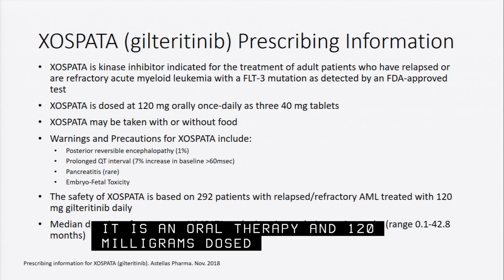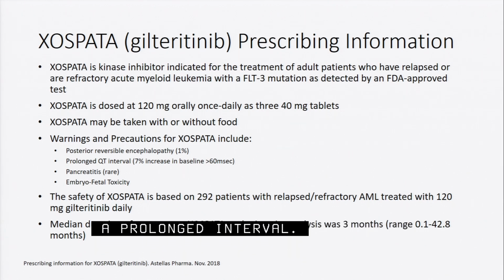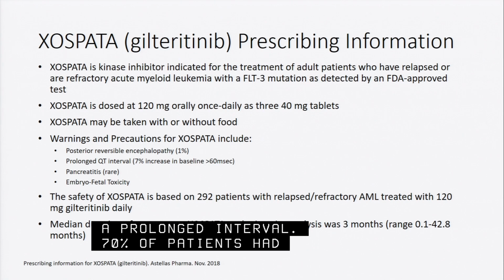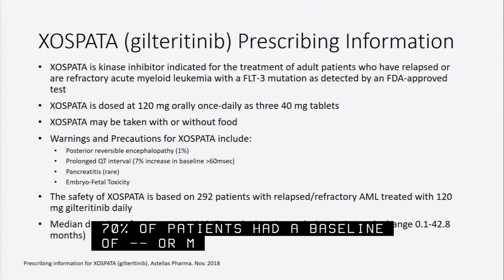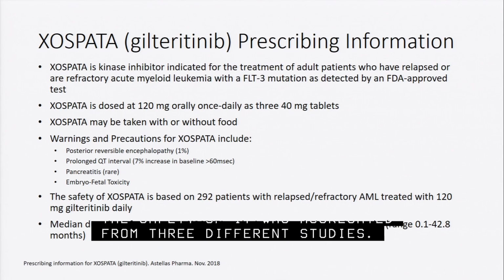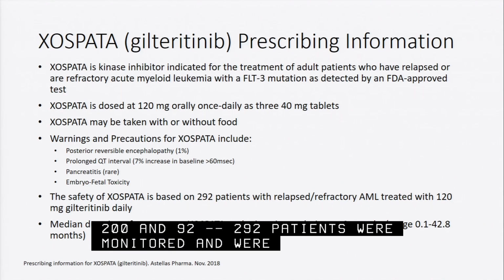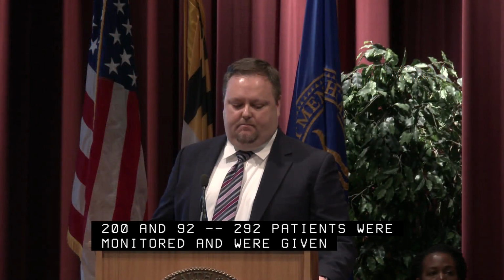Warnings and precautions include PRES, or posterior reversible encephalopathy syndrome, in about 1% of the patients. A prolonged QT interval: about 7% of the patients had an increase from baseline of 60 milliseconds or more. Pancreatitis, although it is rare, and embryo-fetal toxicity. The safety of Xospata was aggregated from 3 different studies. There are 292 patients that we evaluated for safety, and they were all treated with 120 milligrams. Median duration of exposure at the interim analysis was 3 months, which ranged from 0.1 months to 42.8 months.